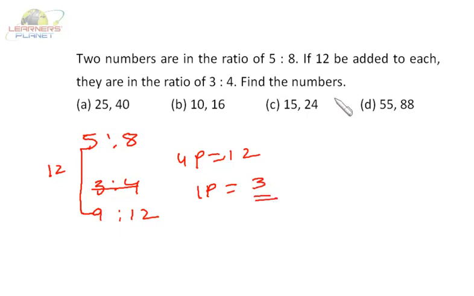Now we have to find out the numbers. So it is 5 part and 8 part. So it is 3 into 5, 15, and 3 into 8, 24. Okay friends, it's very simple. You should practice to do this sort of sums mentally. Okay.